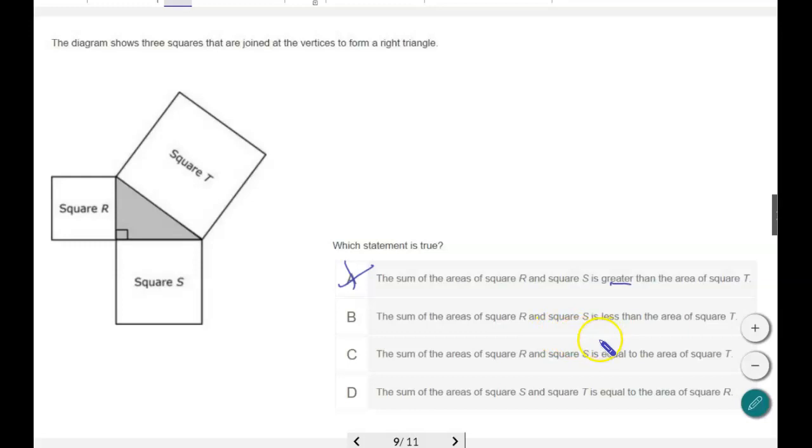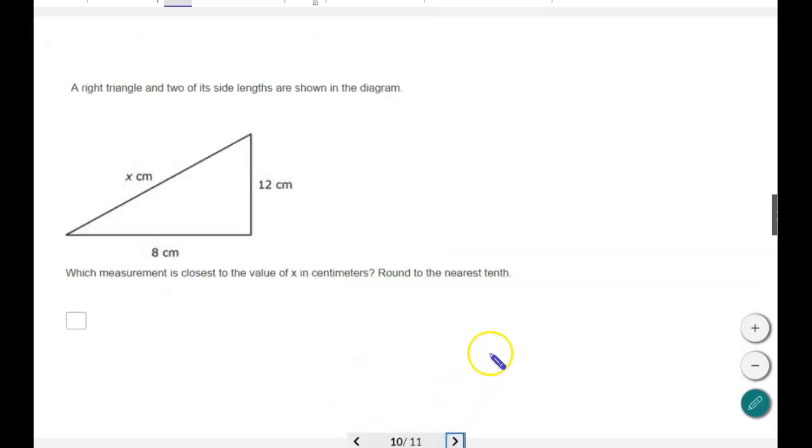B, the sum of the areas of the squares of R and S is less. Nope. C, the sum of the squares of R and S is equal. Yes. Okay, then obviously it's not D. All right, one more question.